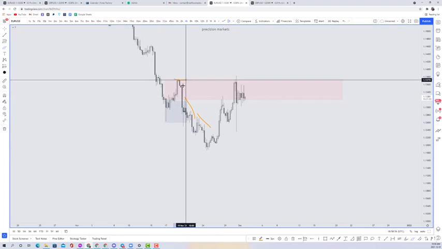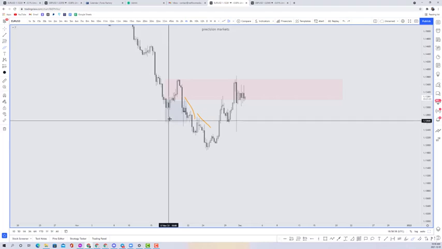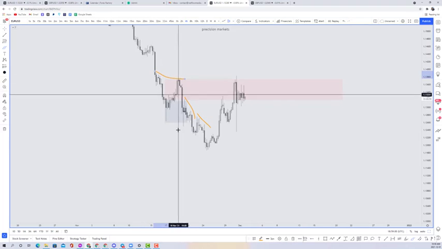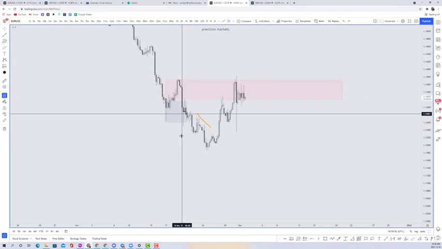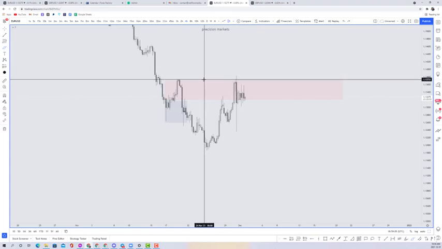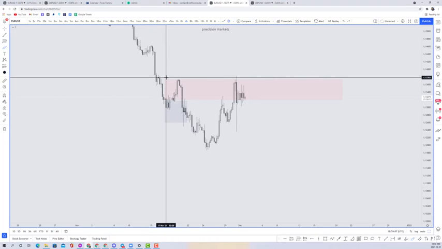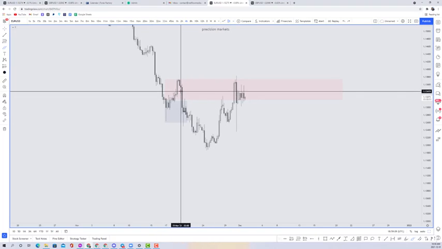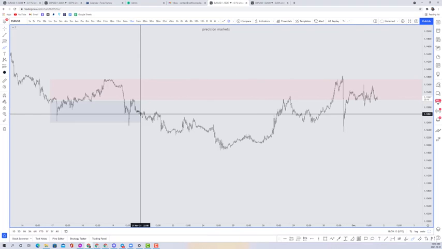Did we expect this daily high to get run? Possibly, yeah. There's liquidity up here, but not like run as in a daily close. I expected it to maybe grab that liquidity and do something.